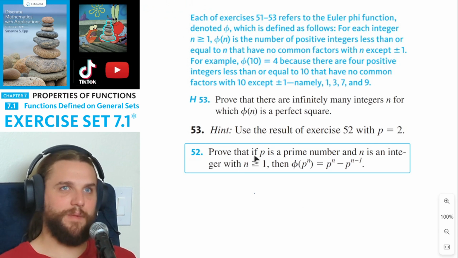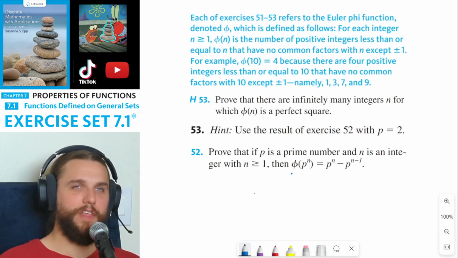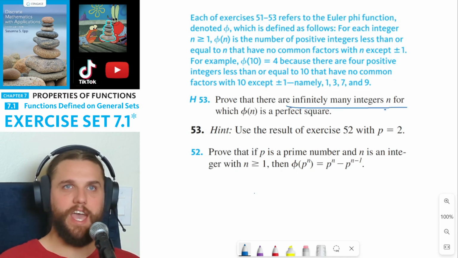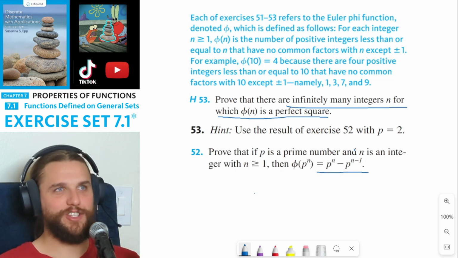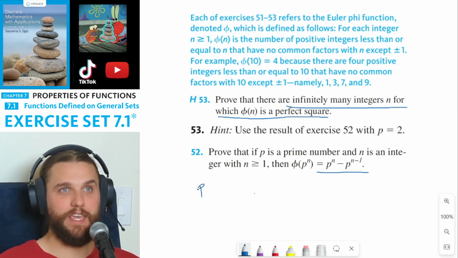Now let's take a look at number 52. It says prove that if p is a prime number and n is an integer with n greater than or equal to 1, then phi of p to the n equals p to the n minus p to the n minus 1. Now, the reason why this is important is because there's a way of producing infinitely many integers n for which phi of n is a perfect square using this formula. But you have to pick a very specific prime number to make this work. And that prime number is p equals 2.